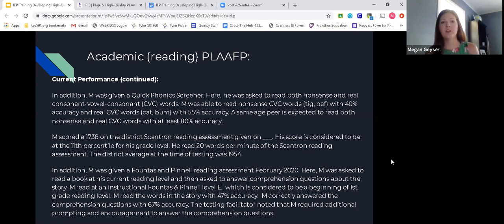But we're really focusing in on where's the breakdown. We know their Scantron score is low. We know their Fountas and Pinnell score is low. Therefore, we went into diagnostic. Where's the deficit? Knowing that if we target that deficit, those other scores should go up.